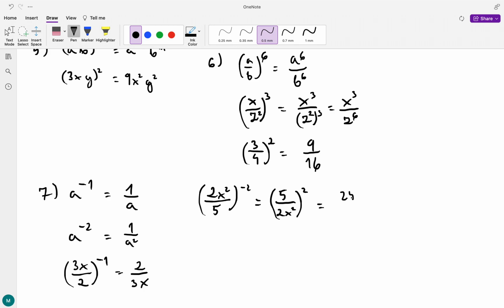Now I can apply the power. So it's going to be 25 because 5 squared is 25. And on the bottom, we're going to have 4x to the 4th, right? Because a square of a square, we just multiply those numbers. 2 times 2 is 4.